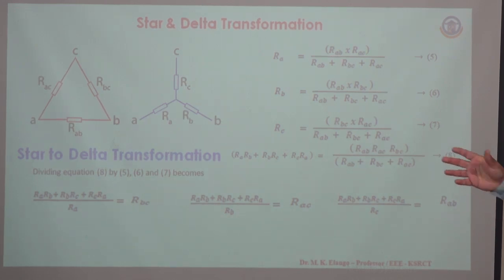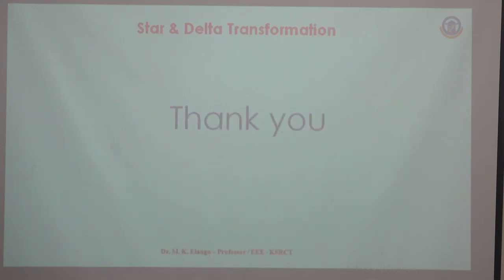Very easily we can memorize the star to delta transformation. When we have to determine RBC, the resistance between B and C, the numerator is common: the sum of the products RARB plus RBRC plus RCRA. The denominator is the resistance of the branch that is not part of B and C, so only the A term will be there. This is how we can easily memorize the star to delta and delta to star transformation equations. Thank you.